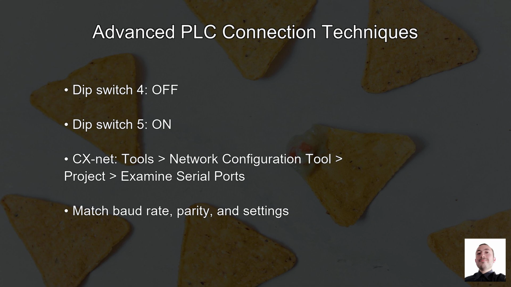Remember, the peripheral port uses smaller connectors and is often overlooked. Misconfigurations here can lead to connection failures. Also, ensure your baud rate, parity, and other serial parameters match those set on the PLC. A common pitfall is mismatched settings between the PLC and your configuration software. Addressing these nuances will significantly enhance your connection success rate.